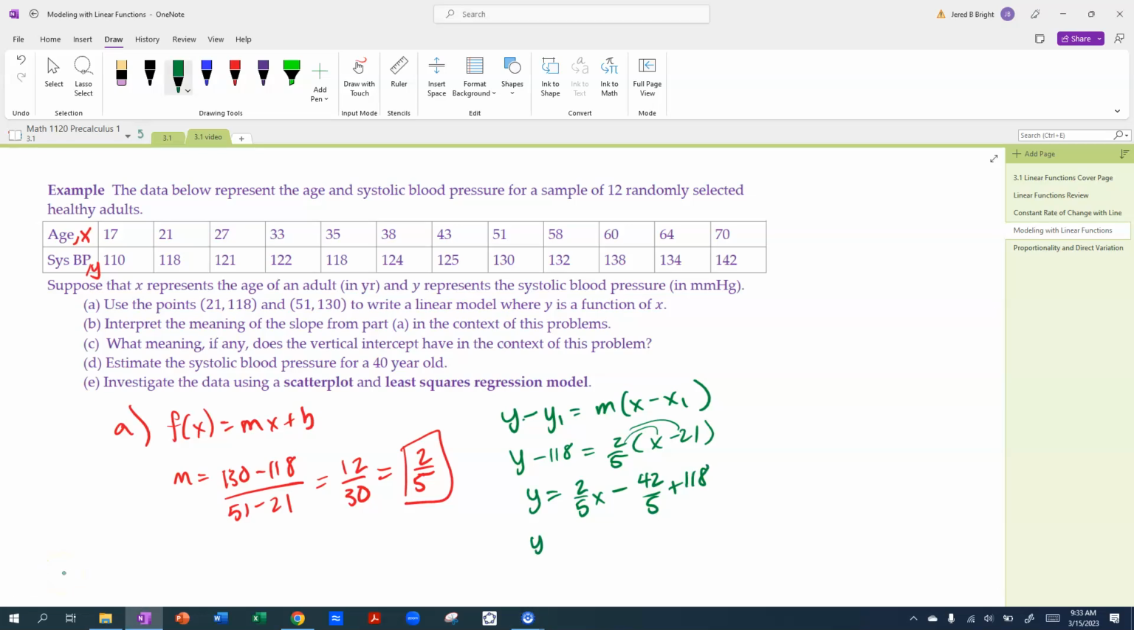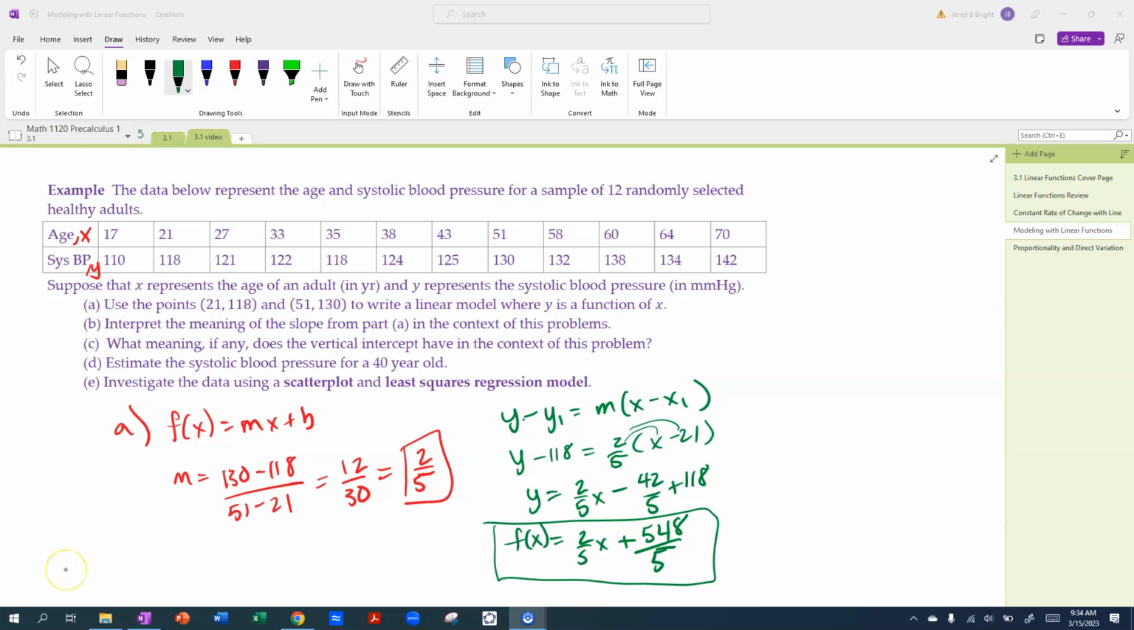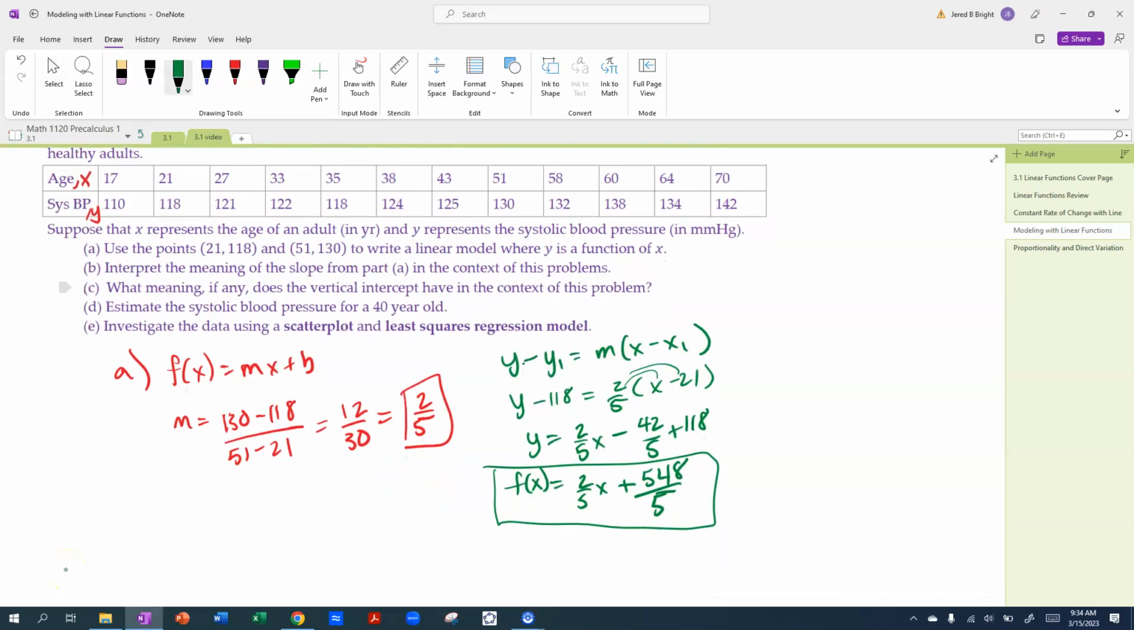And so then if you simplify this, 2/5 x, you have to get common denominators and all that jazz. You end up with plus 548 over 5. And so this is actually our model. I'm just going to change the y to f of x. And when I do this algebra, the intercept pops out, that initial value pops out.